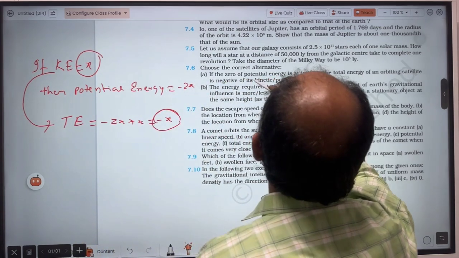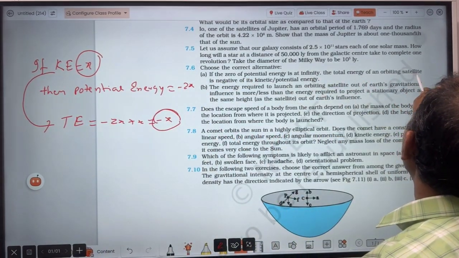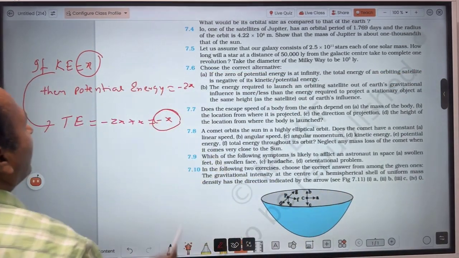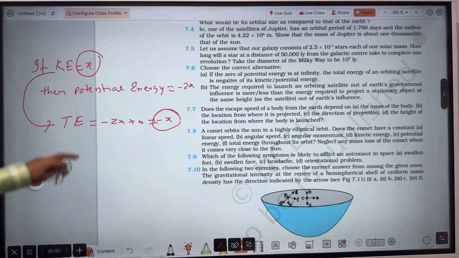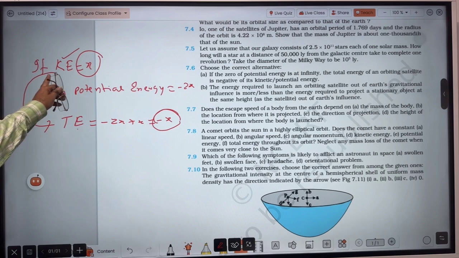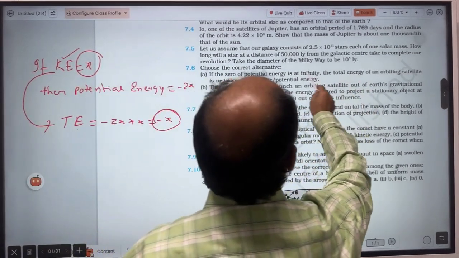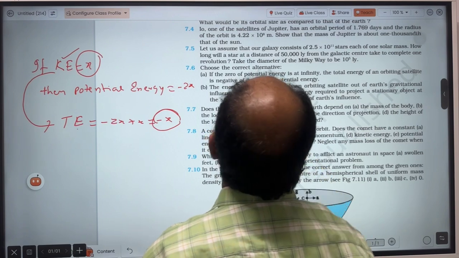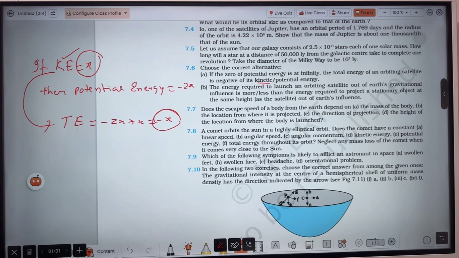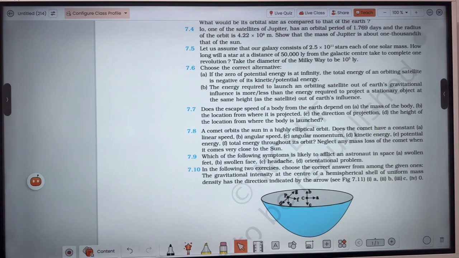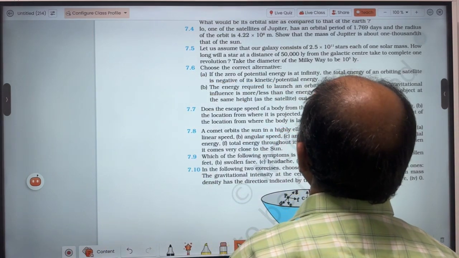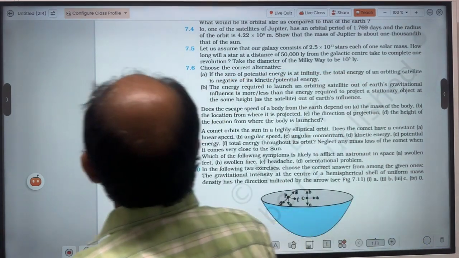So here the question says, if the zero of the potential energy is at infinity, the total energy of an orbiting satellite is negative of its kinetic energy, potential energy. So total energy is negative, kinetic energy is plus x and total energy is minus x. So the answer will be kinetic, these two are related. Total energy will be negative of its kinetic energy. Expression I am not writing, that you have already studied. So the energy required to launch an orbiting satellite out of Earth's gravitational influence is more or less than the energy. So the situation is like this.